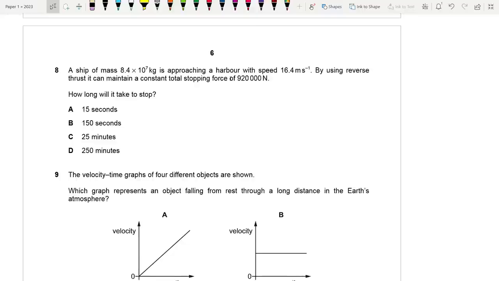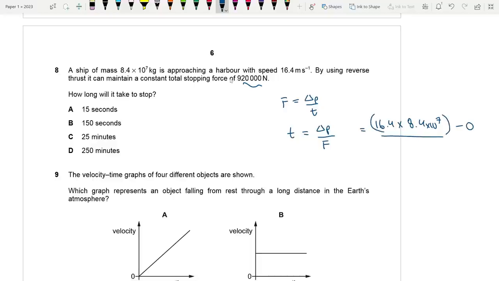Interesting. So, this is the force, and we know that F is equal to delta P by t. So, we want to find out the time it takes for this whole momentum to decrease to zero. So, what's our current momentum? It is 16.4 times the mass, 8.4 times 10 to the power 7. I want to decrease it to 0, and the braking force is 920,000. So let's try using this formula.